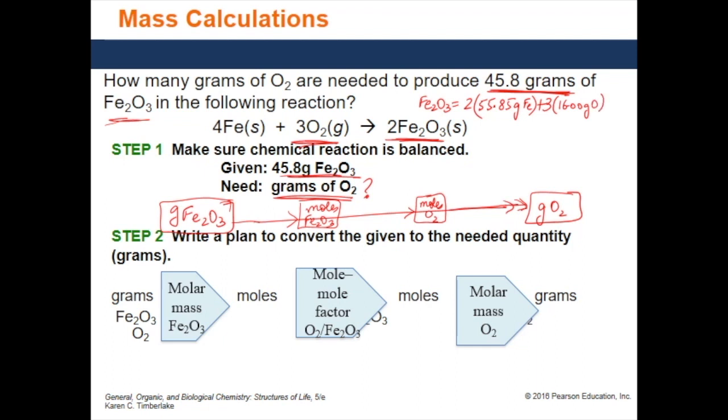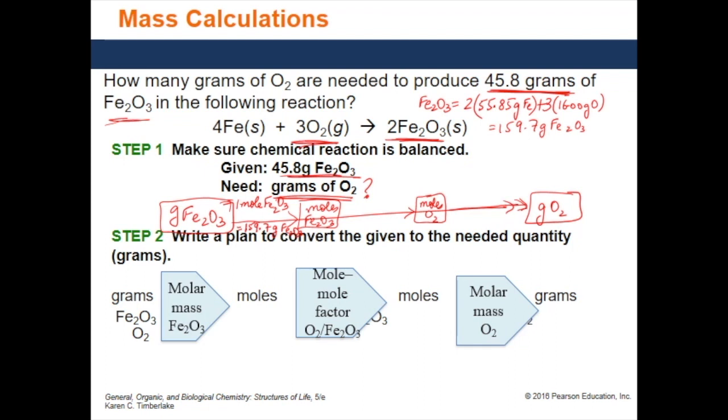So that would be 3 times 16.00. If you plug this into your calculator, that is 2 times 55.85 plus 3 times 16.00, which will give you 159.7 grams of Fe2O3. So our conversion factor here will be 1 mole of Fe2O3 is equal to 159.7 grams of Fe2O3. That is to go from grams to moles of Fe2O3.